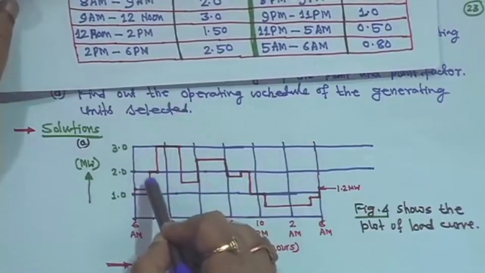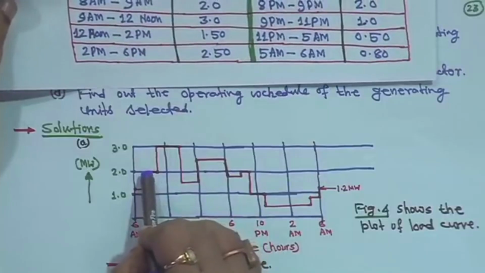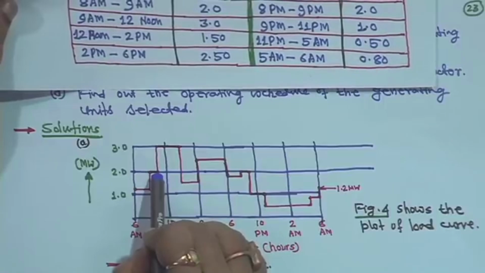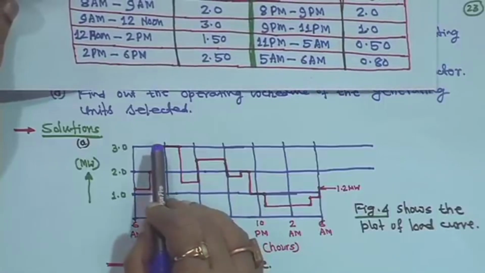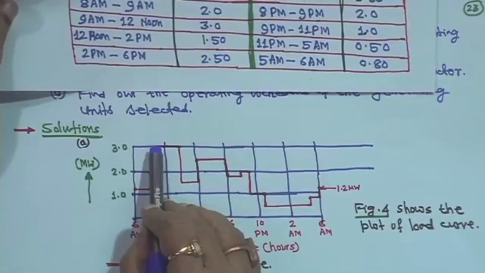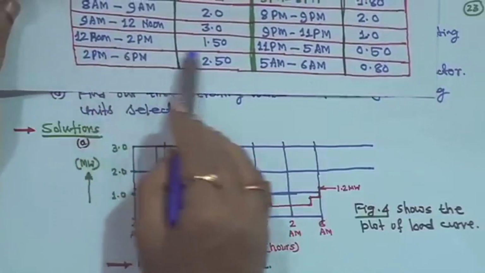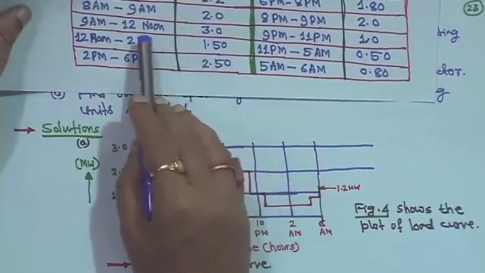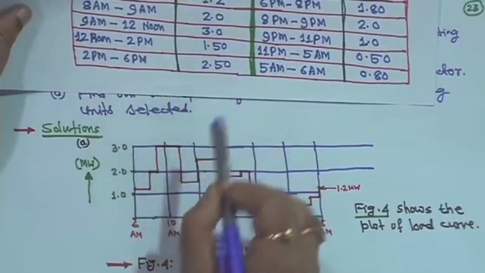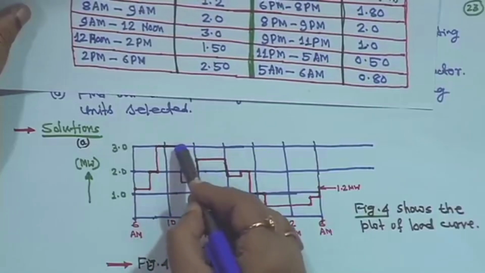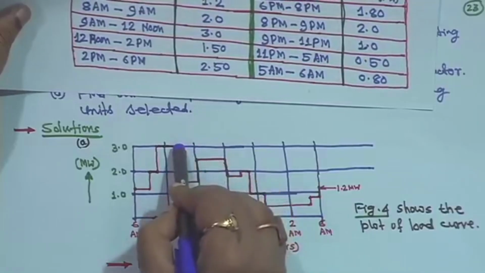So, here it has gone to 2 megawatt, and it is 8 to 9, just 1 hour, right. And again 9 am to 12 noon is the peak. If it is going to peak, it is 3 megawatt, right. And then 9 am to 12 noon, 12 noon is somewhere here, it is 3 megawatt.